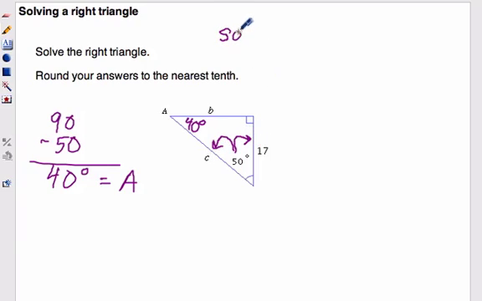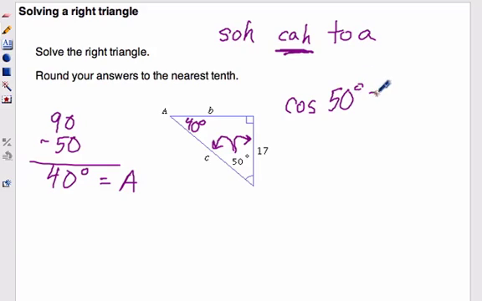So remember, SOHCAHTOA. Okay, so this is going to be adjacent and hypotenuse. So I'm going to do cosine. Cosine of my angle, which is 50 degrees, equals my adjacent side, right? Adjacent over hypotenuse. So that's 17 over C. Okay, so now I have this equation.